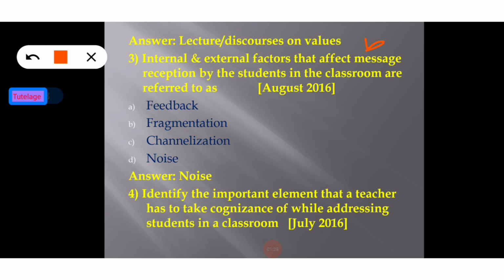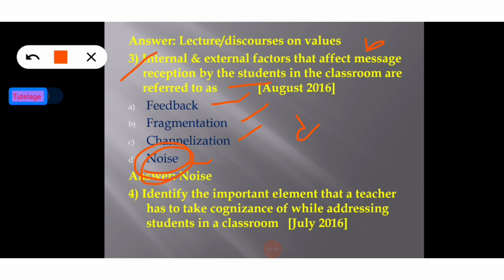Now move on to the third question. Internal and external factors that affect message reception by the students in the classroom are referred to as feedback, fragmentation, channelization, and noise. So option number D is the correct answer. Basically, noise is the important external factor that affects the message reception by the students in the classroom. That's why noise is the correct answer.